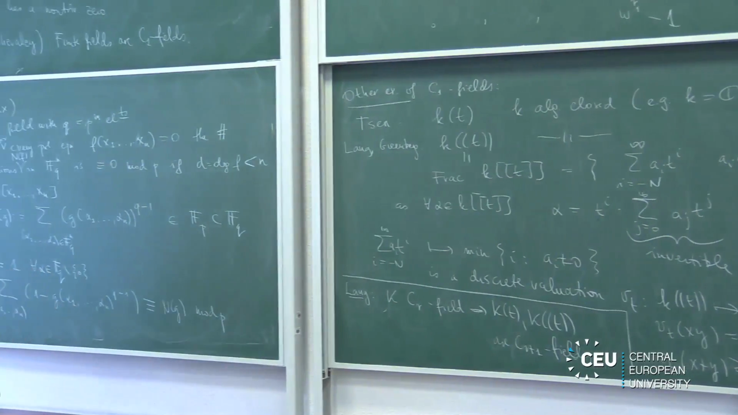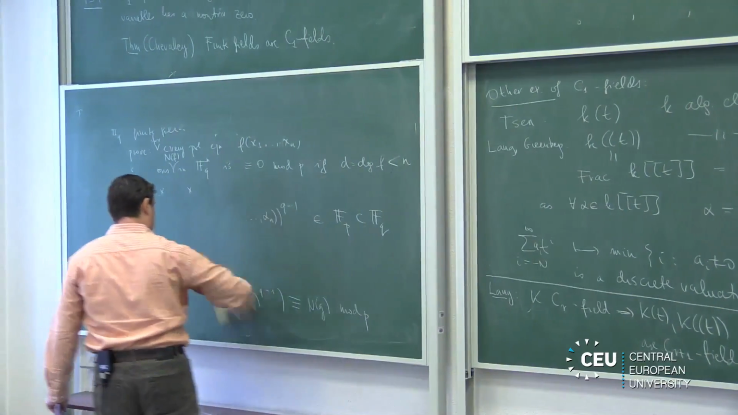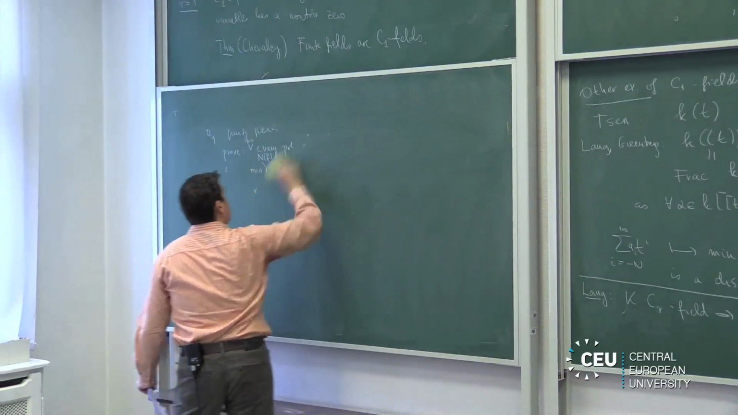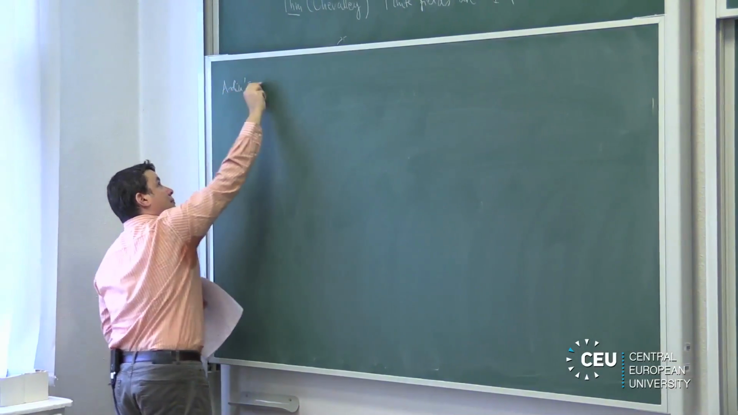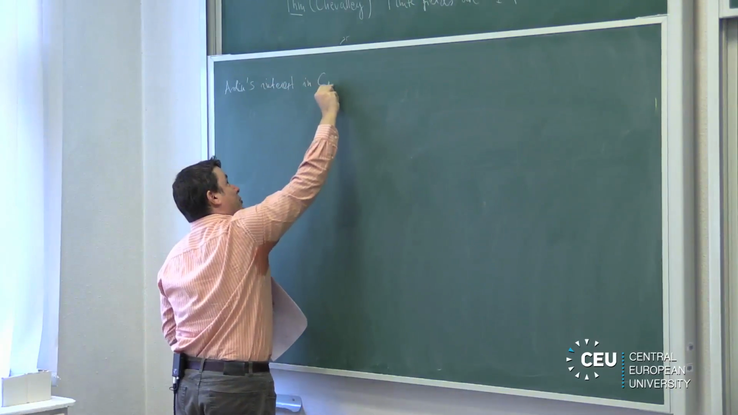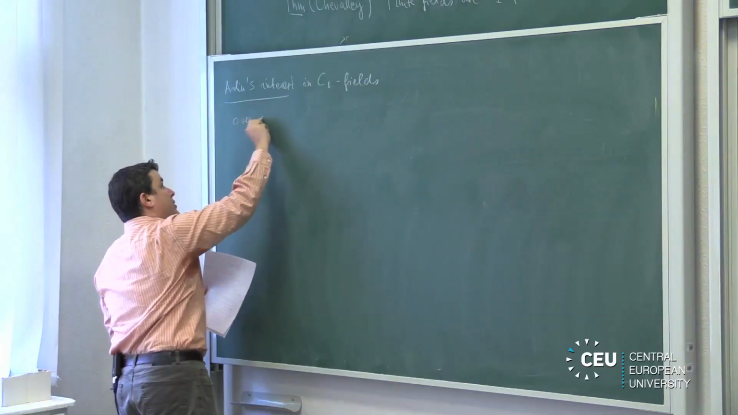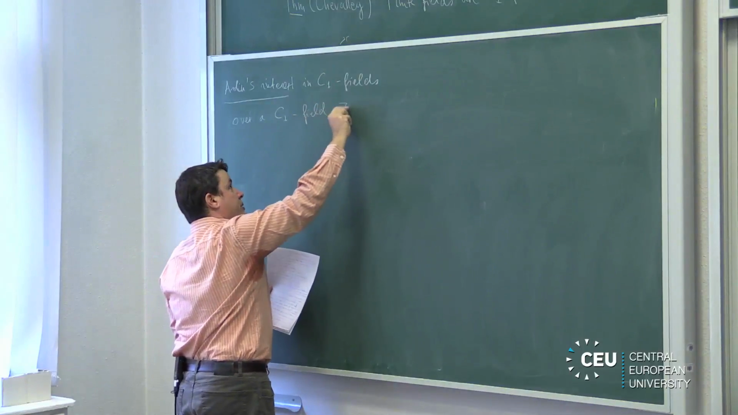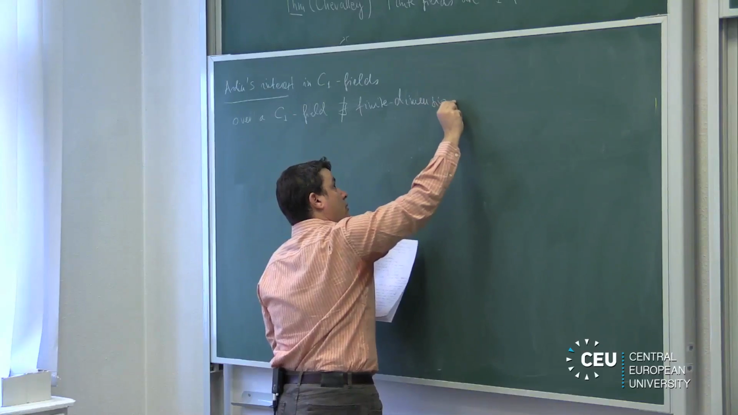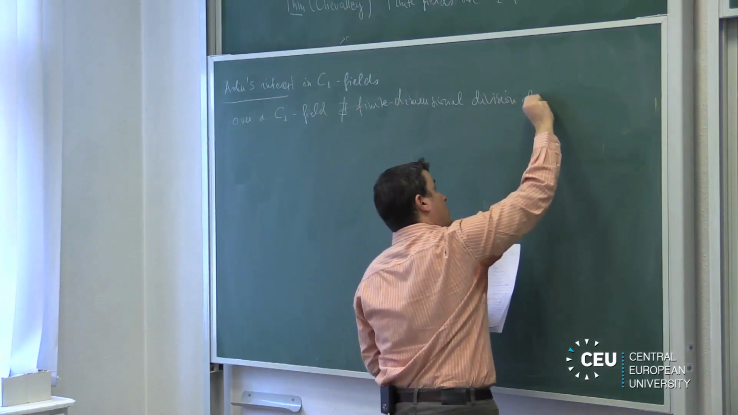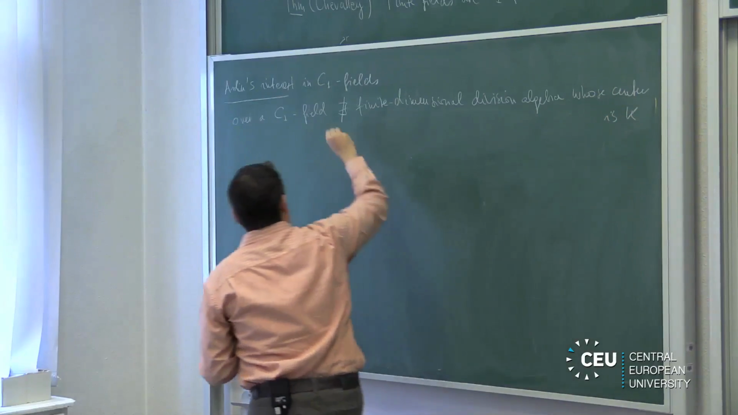Okay, so it's time to tell you why Artin was interested in this property. So Artin's interest in C_1 fields was the following. That over a C_1 field, there is no finite dimensional division algebra whose center is K. So if my C_1 field is K.